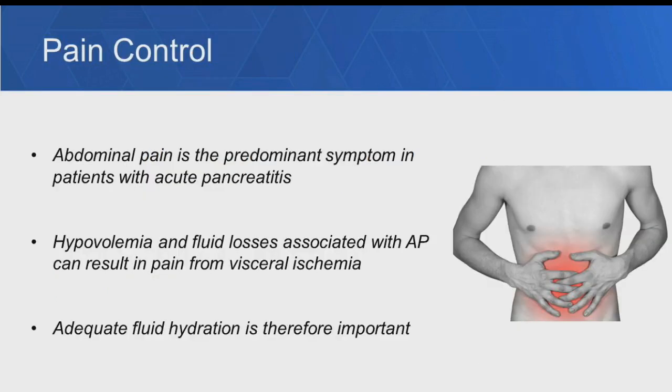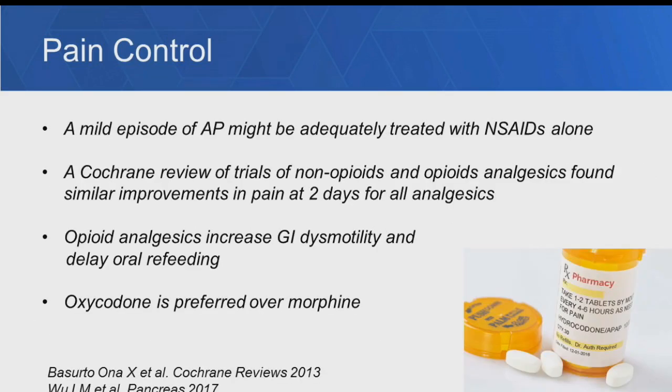And next with the pain in the management. So abdominal pain is the predominant symptom among patients with acute pancreatitis. And there are some things involved in the pathophysiology of acute pancreatitis again, which result in hypovolemia and fluid losses that can cause visceral ischemia, which can also contribute to the pain in pancreatitis. Therefore, adequate fluid hydration is still important also for the management of the pain symptoms.